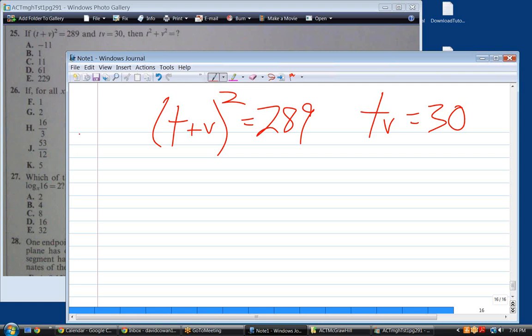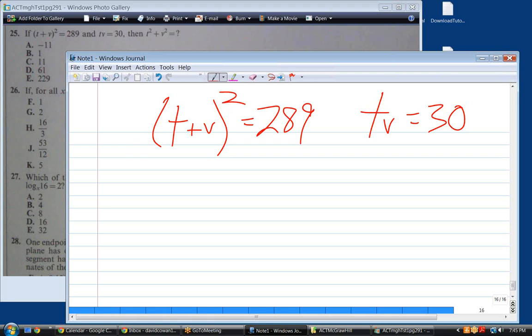But there's an obvious first step here. When I'm looking at this, there's only one thing I can do. What is it? Well, I should take that back. There's actually two things you could do. You could take the square root of both sides, but that's not the way to go. Would you find the factors of 30 and plug it in for t and v? No. Expand this. FOIL (t plus v) squared.